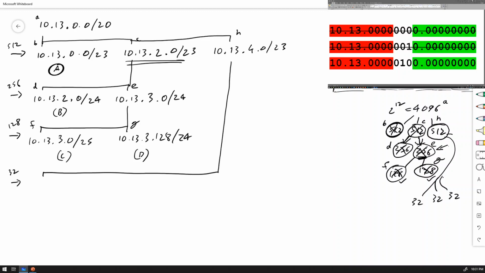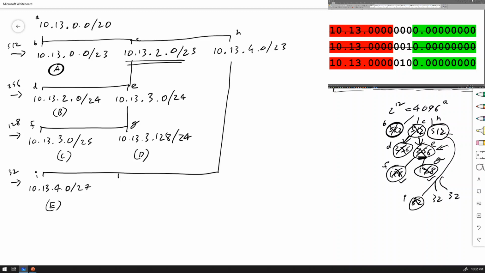Okay, so combination-wise, the first one would be all zeros, right? So just what the root is. 10.13.4.0, we have this, and the subnet mask for 32 is 27, and the 32 block goes to the 32 block itself. So E gets this, and we have used this up. So H, I'm sorry, I forgot to mark that, and I have used this up.